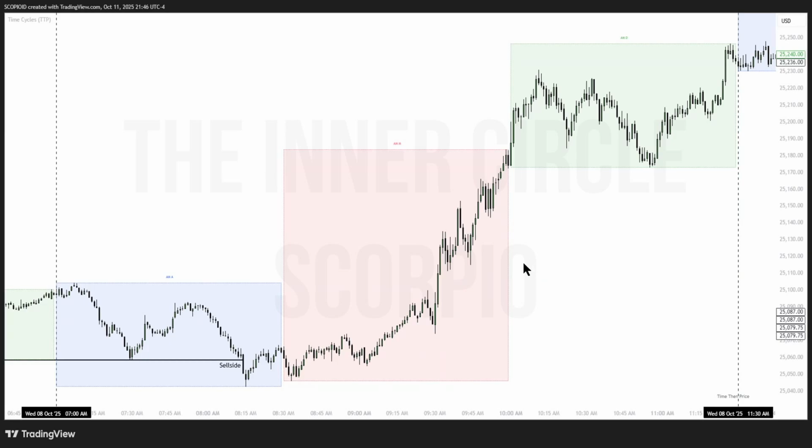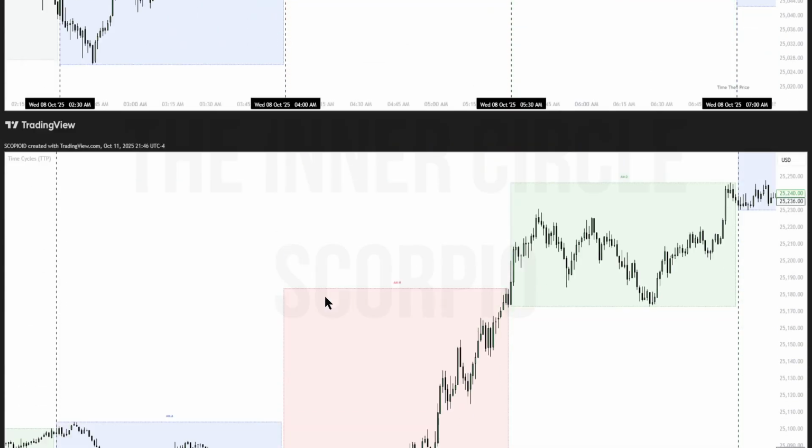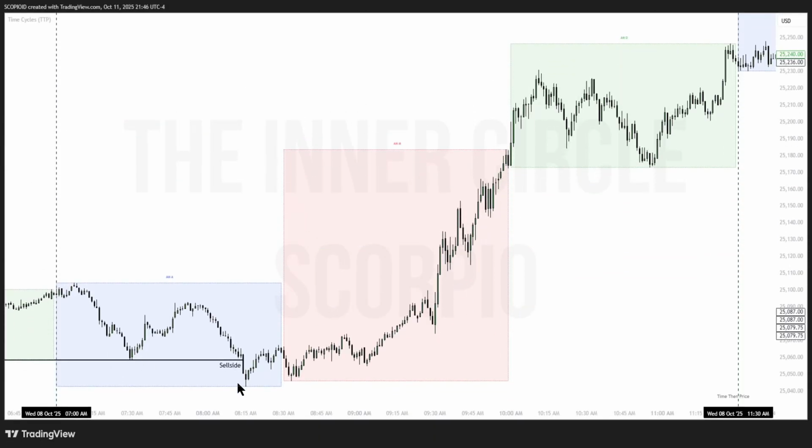So what happens next, we took out the previous session sell side, which we talked about over here. In New York AM, it took that out and then went up and took out the buy side liquidity. Here we have made a fair value gap while going through this price level. So we will see a little bit of retracement and then a rush up. So now in the AM session, we know we have to see continuation.